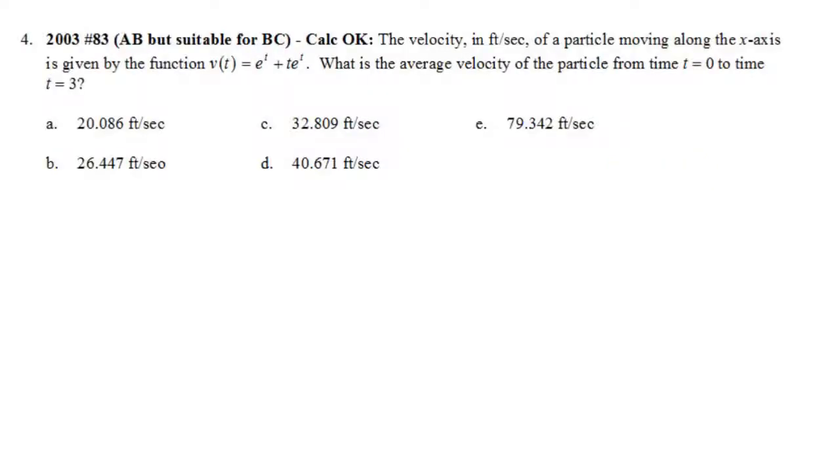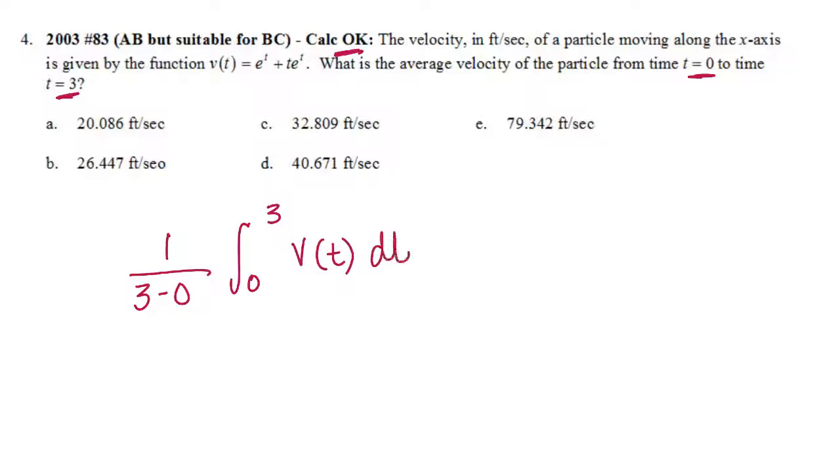Okay, for our next problem, you need to know average velocity. Average velocity is the average rate of change of your position. Notice this is a calculator problem. You would need to find 1 over (b minus a), or 1 over the time difference, 3 minus 0. You would integrate from 0 to 3 of your velocity function. This again is a calculator problem, so you would just type this into your calculator and hopefully you would get answer choice A.